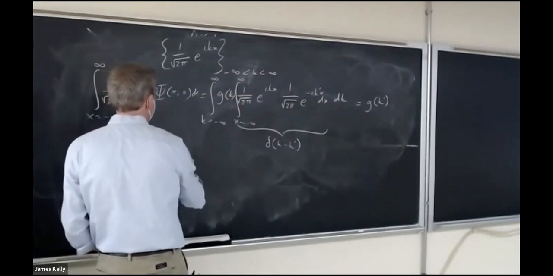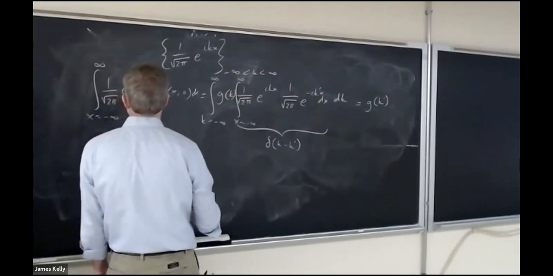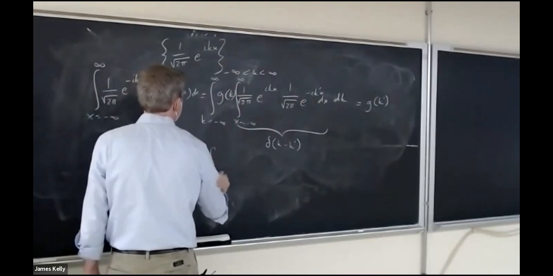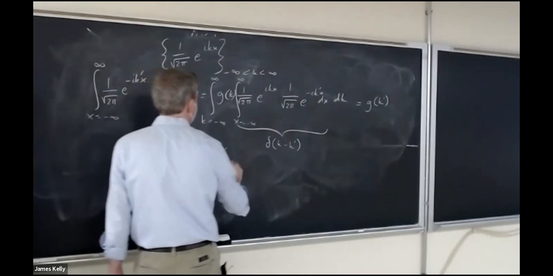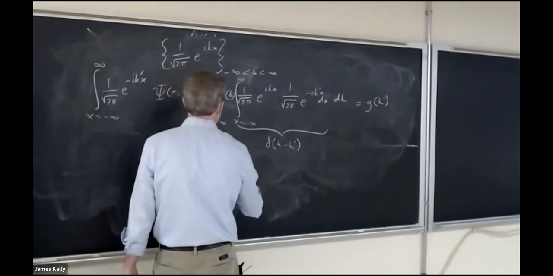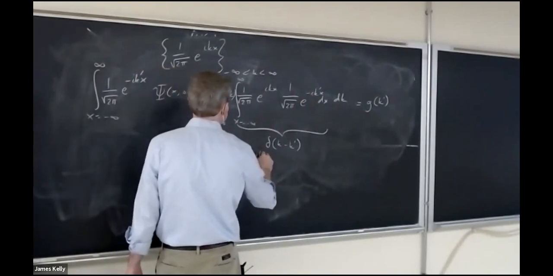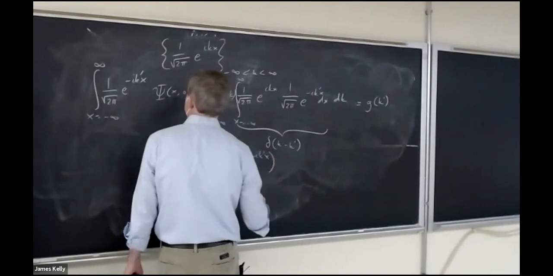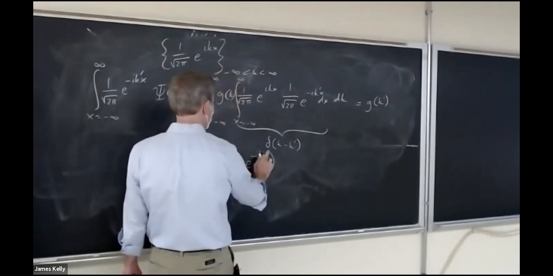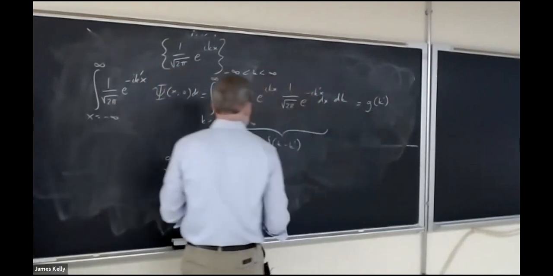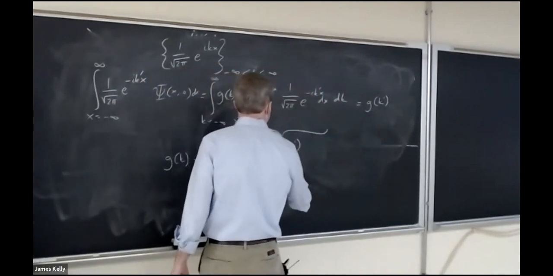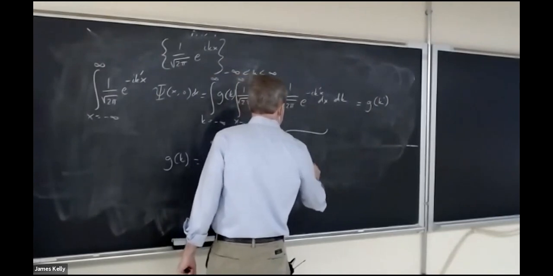So I might summarize by saying g of k then has the formula, the integral from x equals minus infinity to infinity of 1 over root 2 pi e to the minus i kx, because I'm changing k prime now to k, times psi of x zero dx.